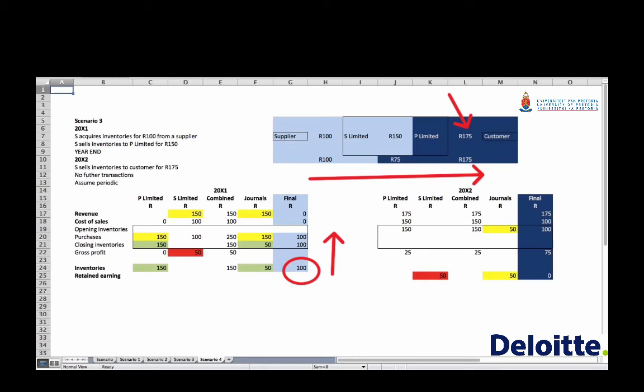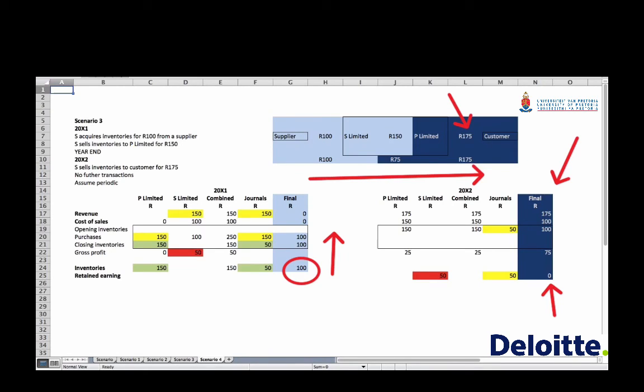However, there is no general ledger for the group, so that cannot be our starting point. That's where we want to get to, and that can be clearly seen here in our final column. We want revenue of 175, we want cost of sales of 100 with no inventories on hand, assuming again this is the only transaction. How do we get there?